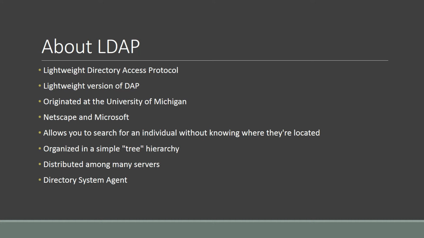An LDAP directory can be distributed among many servers. Each server can have a replicated version of the total directory that is synchronized periodically. An LDAP server is called a directory system agent. An LDAP server that receives a request from a user takes responsibility for the request, passing it to other directory system agents as necessary, but ensuring a single coordinated response for the user.